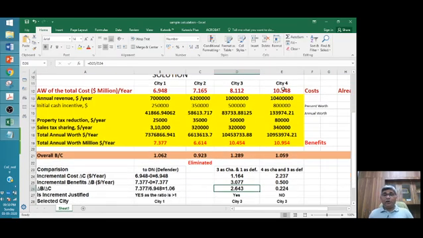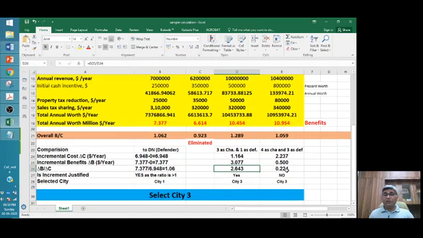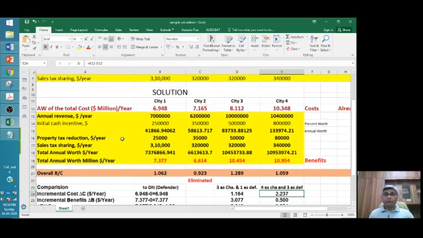Again, since we are left with one more city, city 3 will be compared with city 4. Now city 3 is the defender and city 4 will be the challenger. So the comparison is to be made with 4 as the challenger and 3 as the defender. Just compute the incremental cost difference. It will be this minus this. Similarly, the incremental benefit difference will be this minus this.